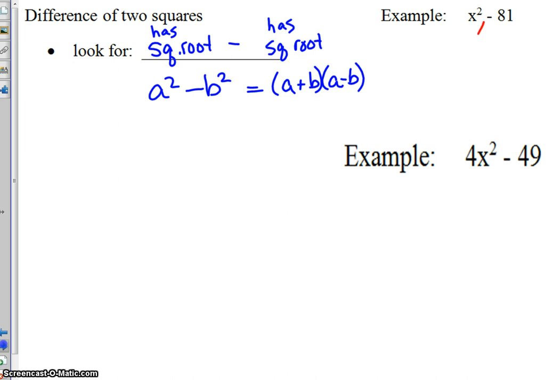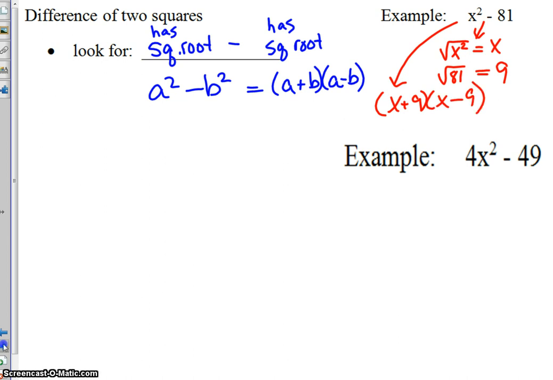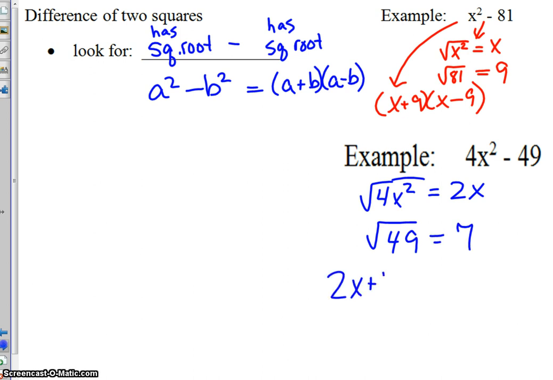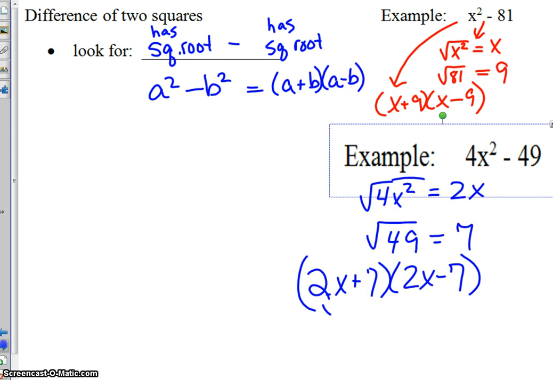So in this case, I'd say to myself, well, the square root of x squared is x, and the square root of 81 is 9. Therefore, the answer to this one, when I factor it, would be x plus 9 times x minus 9. Okay? Let me do that same process here. The square root of 4x squared is 2x. The square root of 49 is 7. So my answer would be 2x plus 7 times 2x minus 7. That is this answer factored. Okay, so that is our answer to the factoring of 4x squared minus 49.